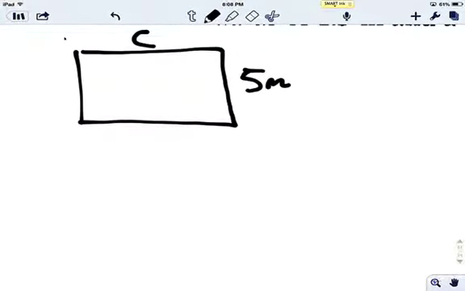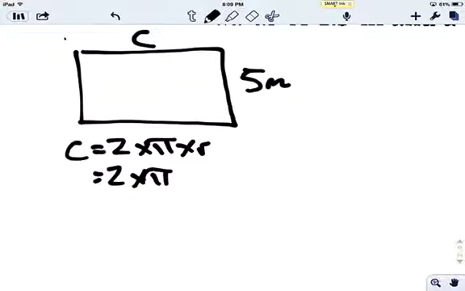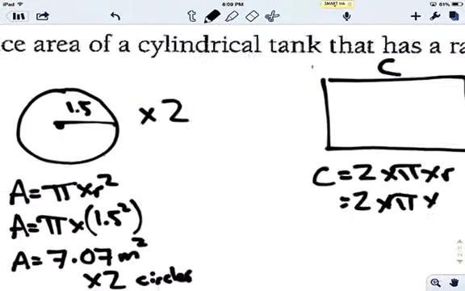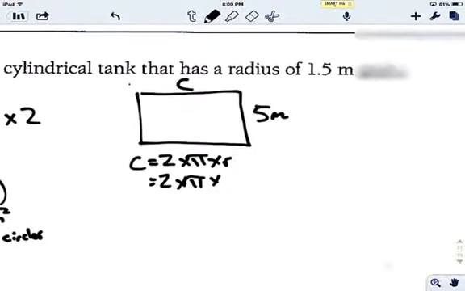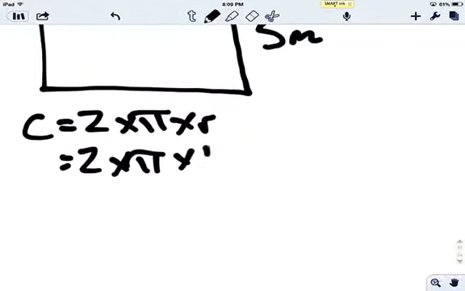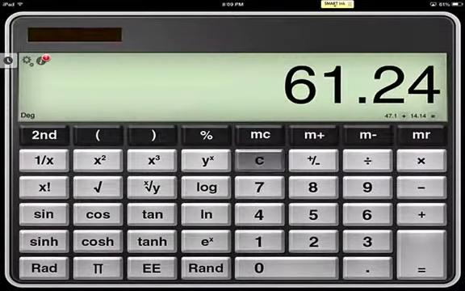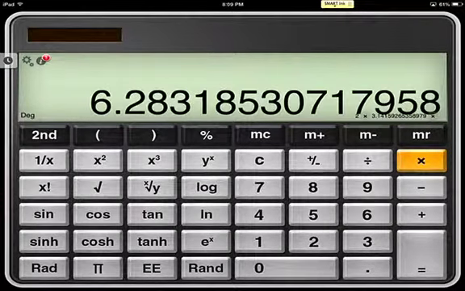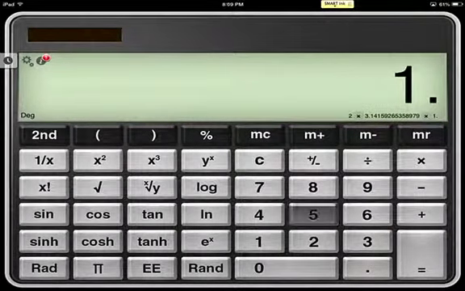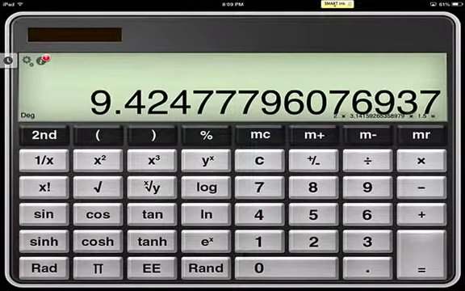So the first step is to find the circumference. So we were given the radius, so we're going to work with the radius formula of circumference. So 2 times pi times r. So 2 times pi, and my r is 1.5, and that's coming from right here. That's the radius of my circle. So 2 times pi times 1.5. And let's figure out what that is. 2 times pi times 1.5. 9.42.